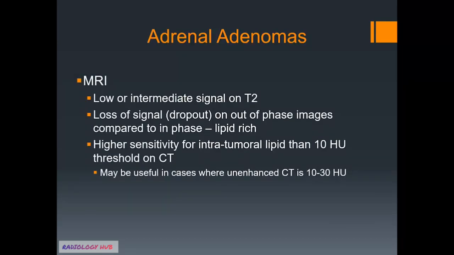Moving on to MRI, adenomas generally have low or intermediate signal on T2 weighted images. Loss of signal or dropout on out-of-phase images compared to the in-phase is the key feature in diagnosing lipid-rich adenomas, again because of that microscopic fat. Now it's important to note that this feature has a higher sensitivity for intratumoral lipid than the 10 Hounsfield unit threshold on CT, and therefore MRI may be useful in cases where the unenhanced CT is just above 10 or 10 to 30 Hounsfield units.